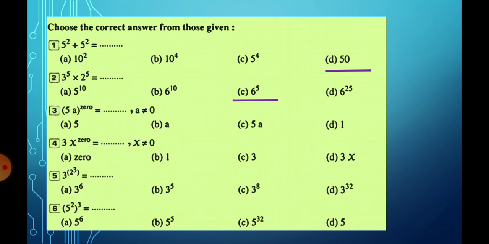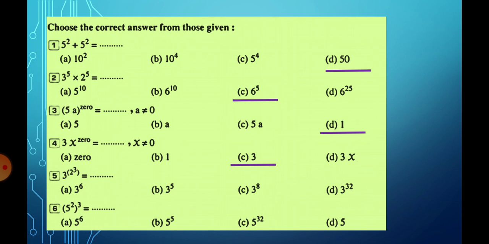5a all to the power 0. Multiply the two numbers inside, and the power applies to all of them. We know any non-zero number to the power 0 equals 1. So 5a all to the power 0 equals 1. But number 4, 3x to the power 0. Here the power is only on x. So it means 3 times x to the power 0. x to the power 0 equals 1. So we find 3 times 1 equals 3.